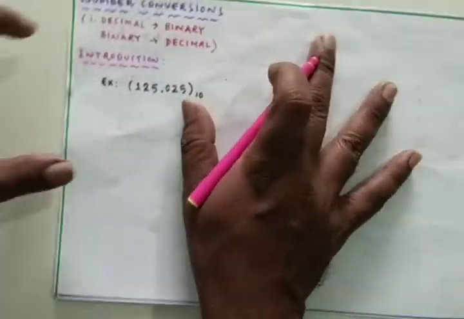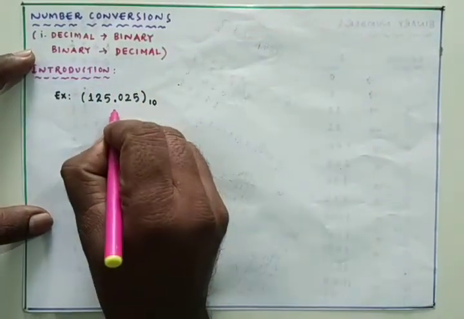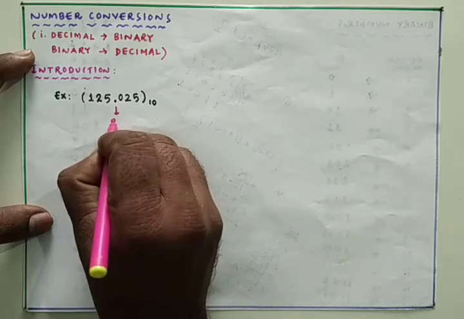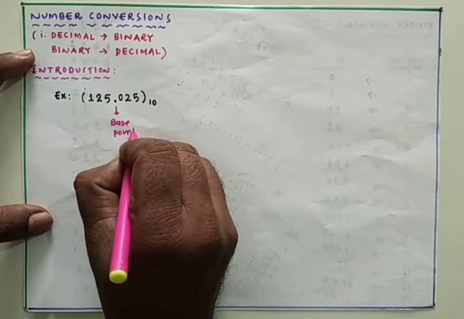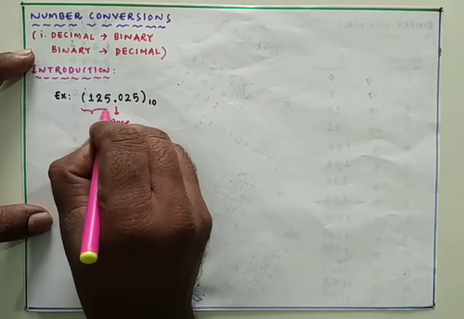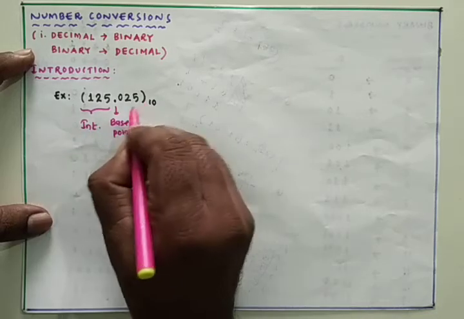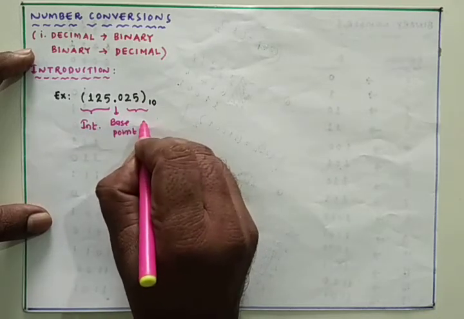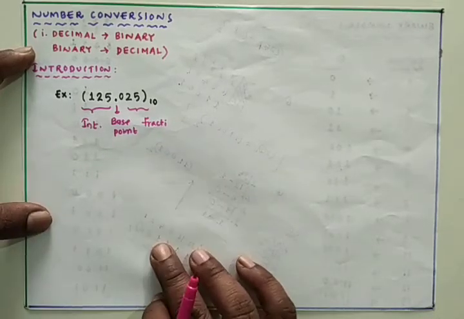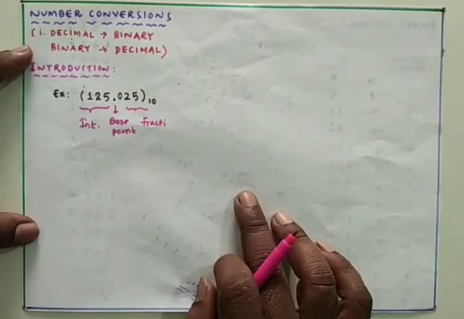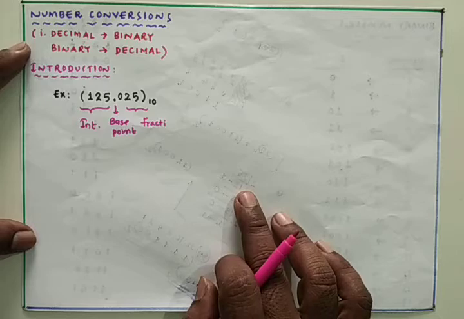This point is named as the base point or the radix point, and the left side part we can call the integer part, and this right side one is named the fractional part. So that means we have two parts in the given number. One is the integer part, another one is the fractional part.